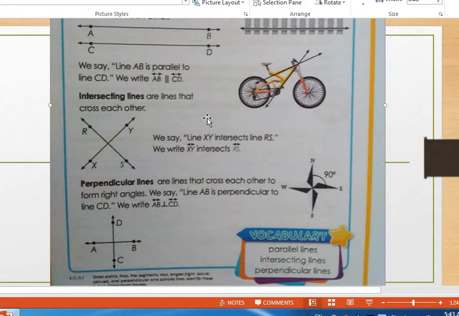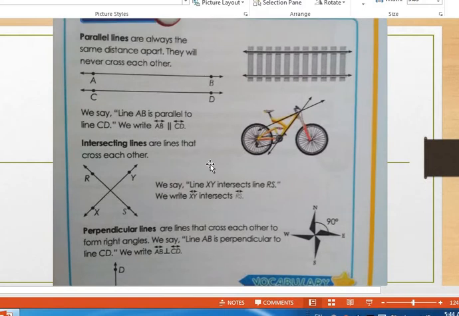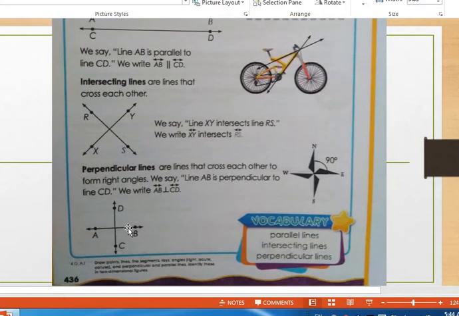So here we have three types of relationships. Parallel, and this is the symbol of parallelism. And intersecting, and this is the symbol for intersecting. And here I have perpendicular, and this is the symbol for perpendicular.